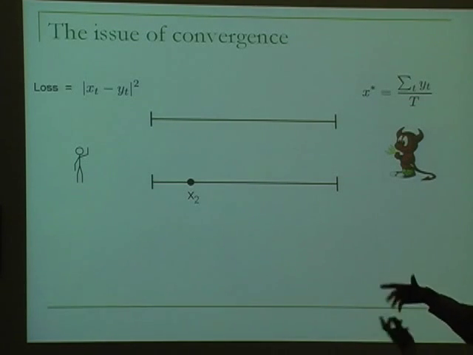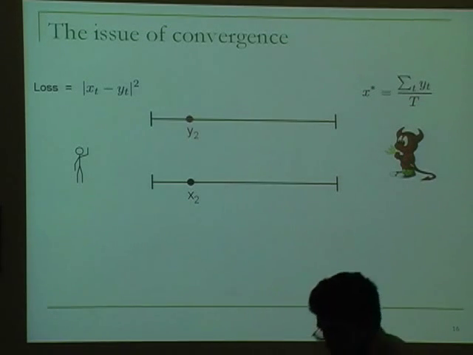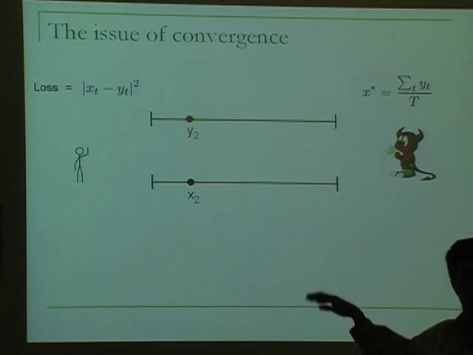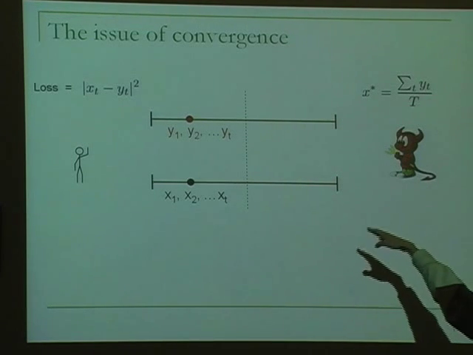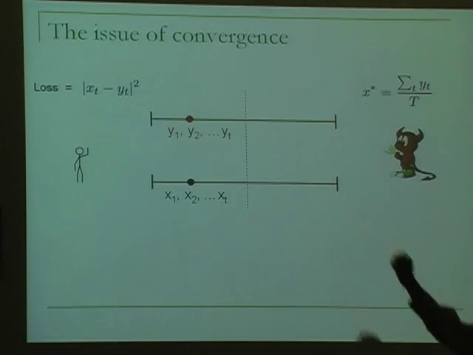So you have no reason to play any other point. You play x2, and the adversary also plays y2. And let's say this continues. So for the first t steps, you just play the same point. The adversary is playing the same point as well. Note that I'm actually describing follow the leader over here. So follow the leader would just do this.